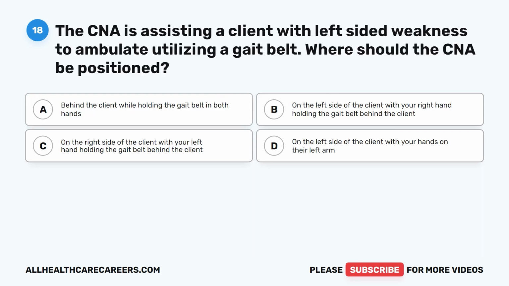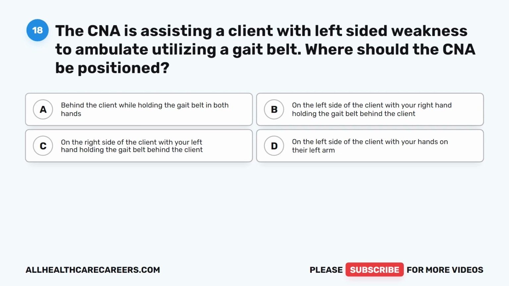Question 18. The CNA is assisting a client with left-sided weakness to ambulate utilizing a gait belt. Where should the CNA be positioned? A. Behind the client while holding the gait belt in both hands. B. On the left side of the client with your right hand holding the gait belt behind the client. C. On the right side of the client with your left hand holding the gait belt behind the client. D. On the left side of the client with your hands on their left arm.